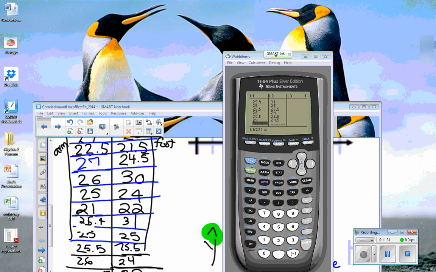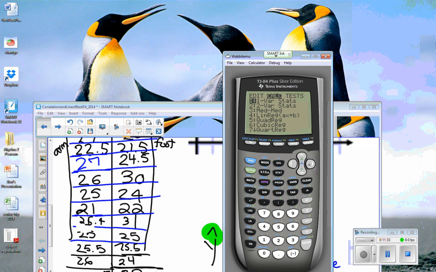Let's go back and recalculate. So we'll stat calc. I'm going to go down to option 8 again. I love it, y'all catching me. That's good. And we're going to calculate. All right, so it looks to me like our equation's a little bit different.